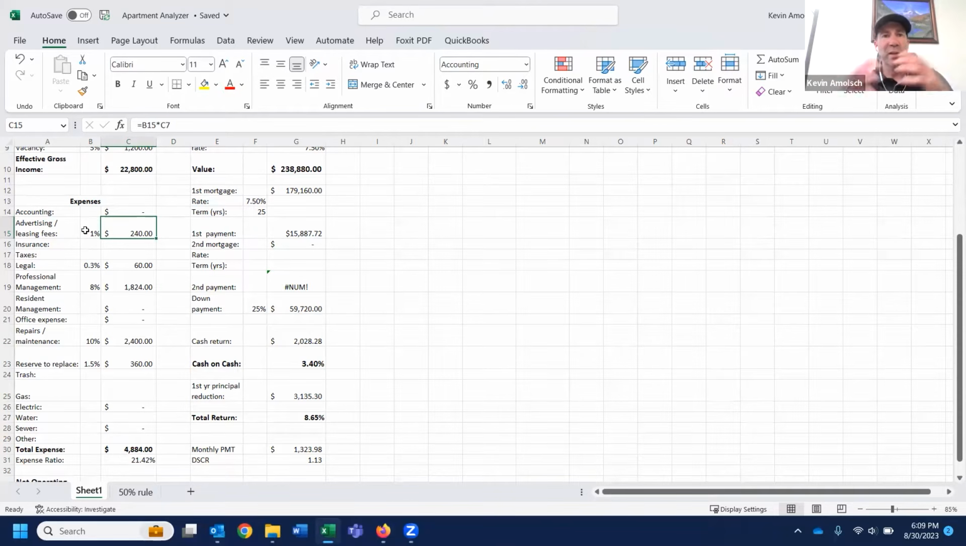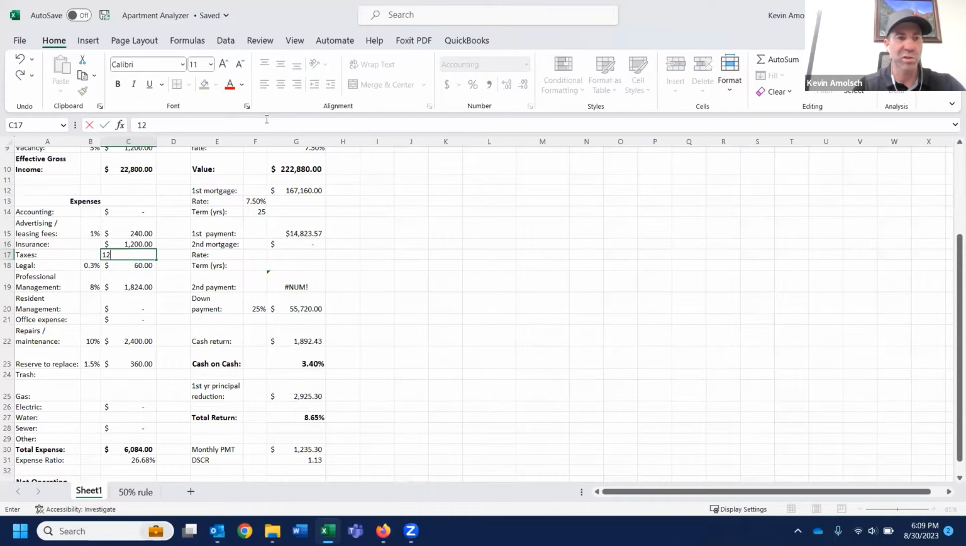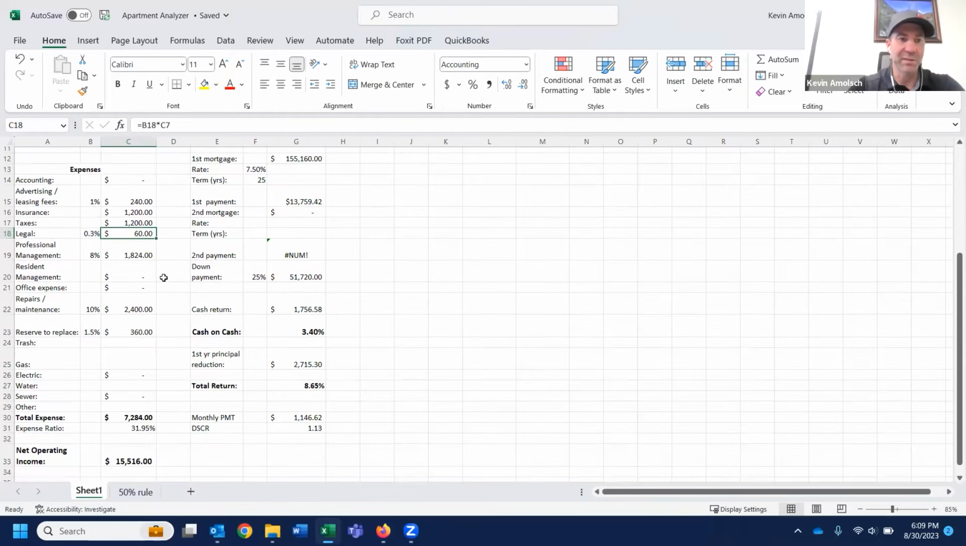Advertising fees: with over 20 years of experience investing in properties and owning multiple properties, I like to budget about a 1% fee. This is for leasing fees or advertising fees. Depending on how often a property turns over, this is going to be pretty darn close to an accurate number of what you're going to spend on advertising. Insurance, let's keep it real simple, guys. Let's say $1,200 a year in insurance and $1,200 a year in taxes. Obviously, insurance would be a tad less than that, and taxes probably a tad higher, but the point here is about the negative leverage.